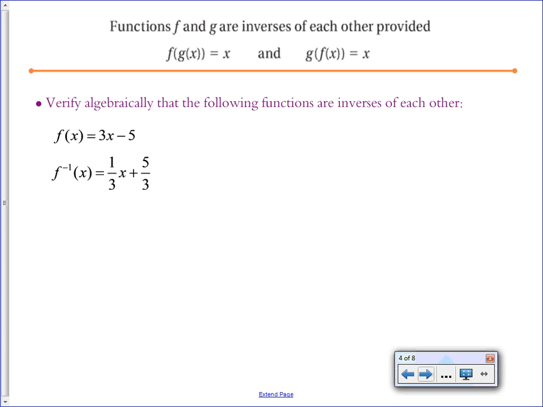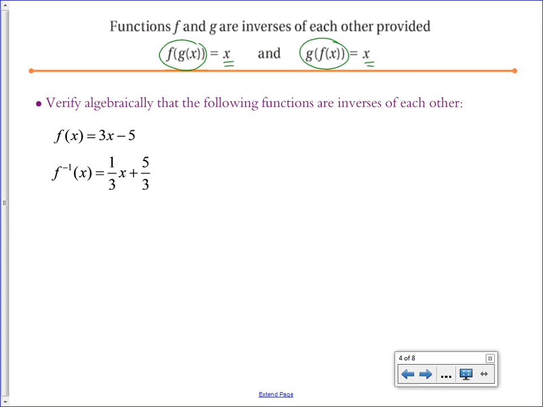If you have two different functions, f and g, they are considered to be inverses of each other, provided that when you do the composition of them, like f of g of x, you simplify it down and you get just x. Or when you do the composition g of f of x, and you simplify it down, you get just x. Both have to be true in order to prove that two functions are inverses of each other.